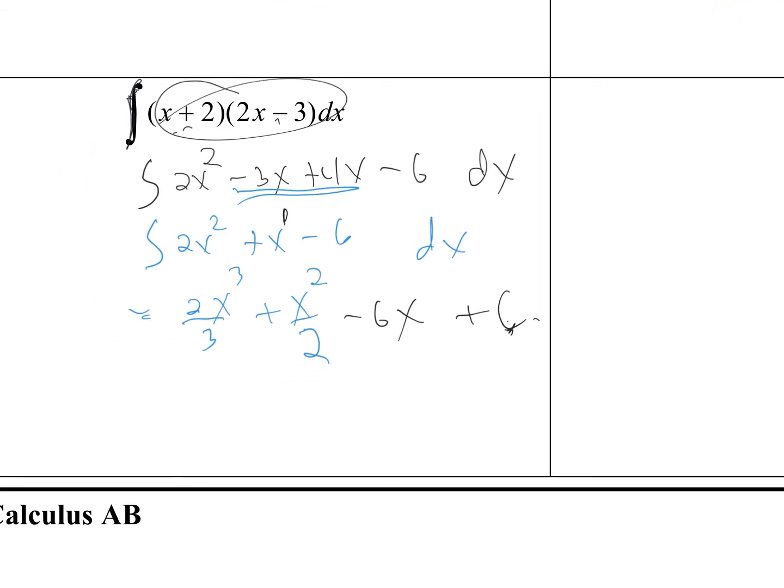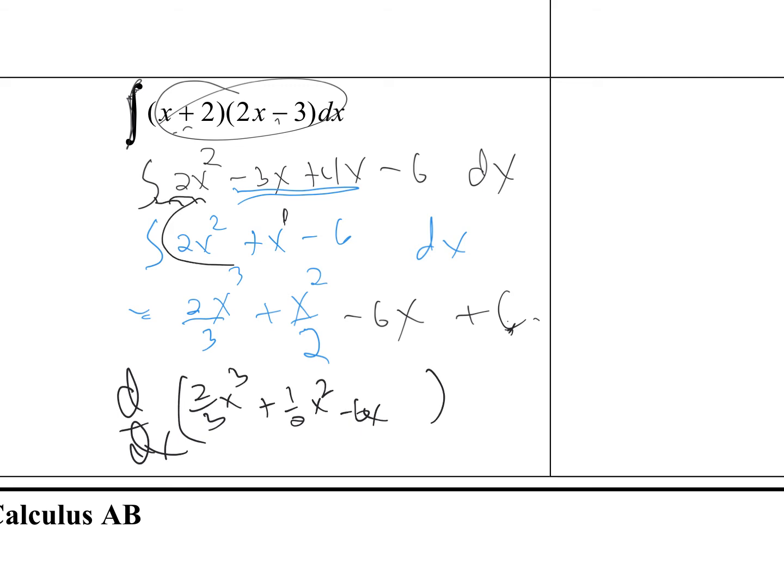To check your work, you'd have to do the derivative with respect to x of your answer: 2/3 x cubed plus 1/2 x squared minus 6x. When you do the derivative of this, it has to come back to this. But if I had a plus 4 here, it would still be the same answer. What's 2/3 times 2? 3? Whoa. I knew that.